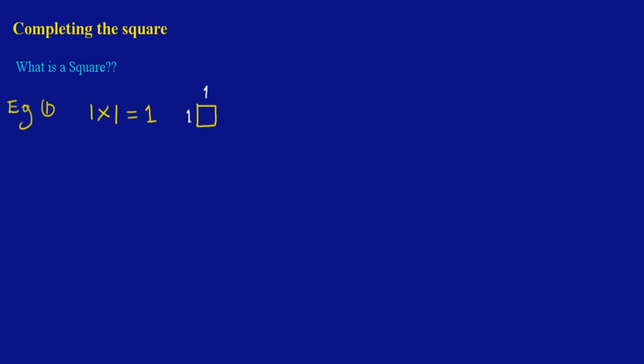Another example quickly, we could have 2 times 2, okay? So this is example number 2. We could have 2 times 2, so it's the same number multiplying itself. So I would have 2 times 2 is equal to 4. And this also can be represented on a diagram. So I can draw this square now.